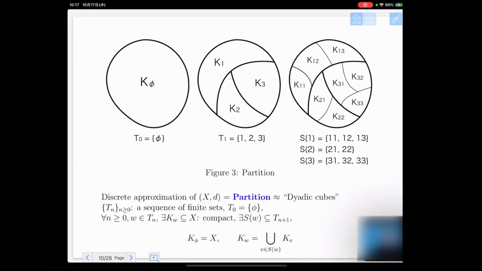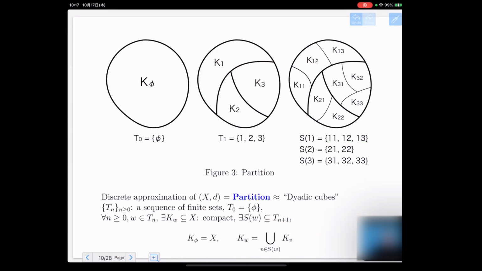In the next step, we divide K1 into several pieces, K2 into several pieces, and K3 into several pieces. Then in the next step, we divide, for example, this piece into several pieces. I assign the symbol phi to the first step. In the next step we have 1, 2, 3. In the next step we have 1 1, 1 2, 1 3. This S1 means the children of 1: 1 is divided into 1 1, 1 2, 1 3.